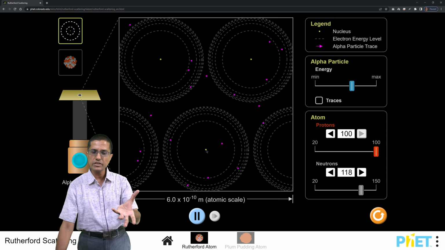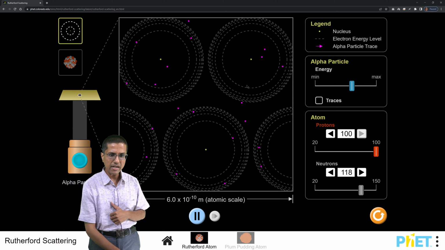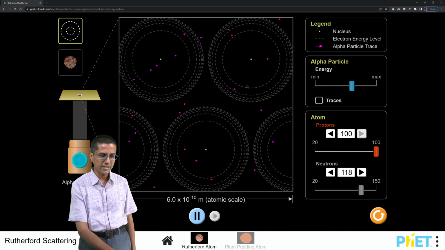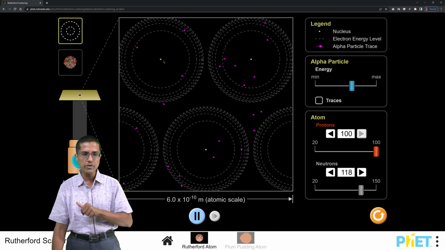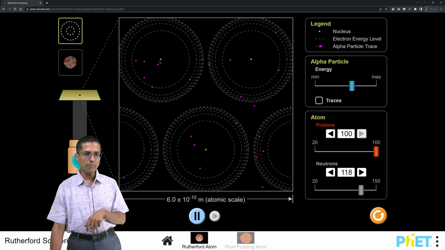And this is the actual thing that they observed. So these individual circles are actually the atoms. Okay, these are the atoms, the circular ones, and at the center we know that there is a very heavy nucleus.